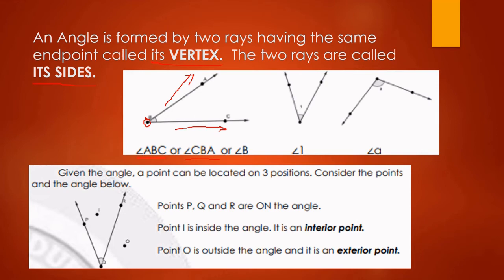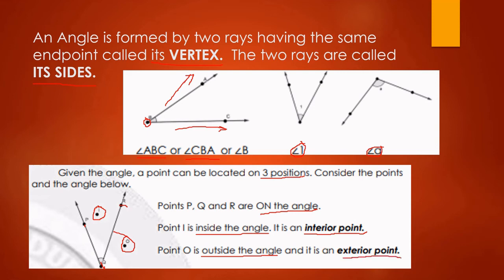Sometimes a number or a small letter is written between the sides. So you can name this as angle 1 and this is angle A. Now given the angle, a point can be located in three positions: on the angle, inside the angle, and outside the angle. Point P, point Q, and point R are on the angle, while point I is inside the angle. It is called as interior point, while point O is outside the angle and it is an exterior point.